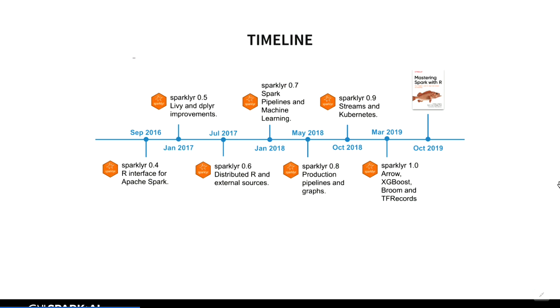Anyway, basically, SparklyR 0.6 has support for distributed R code. That means you can define your own mapping functions when you transform a Spark data frame using R code. You can basically use arbitrary transformations.